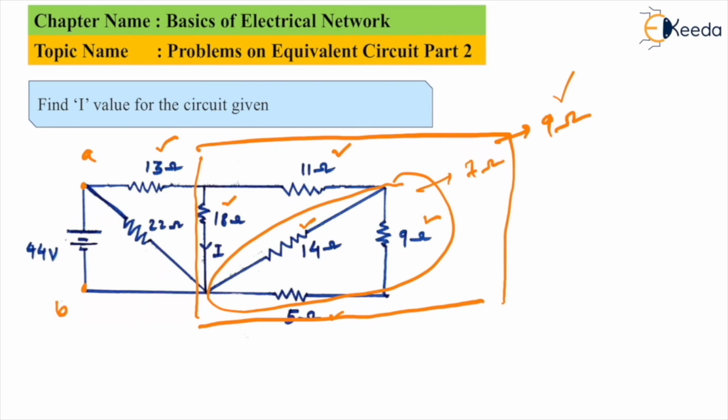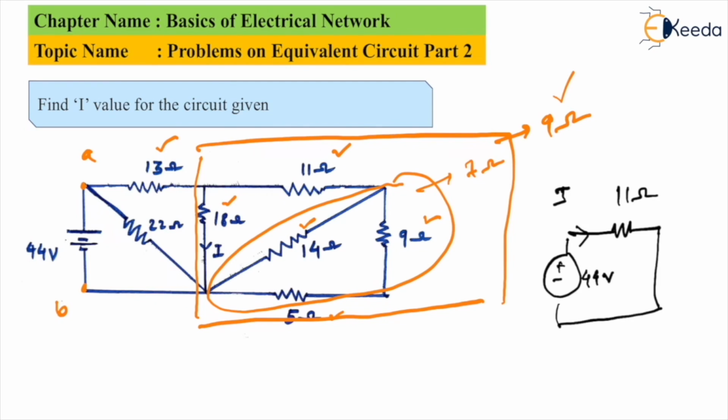So I can draw the circuit like this, a 44 volt source having an equivalent resistance of 11 ohms. Now, if I want to calculate the battery current, the current which is leaving the battery, it can be calculated easily by Ohm's law. So by Ohm's law, I will be equal to V by R, which becomes 44 divided by 11, that is 4 ampere. So what we know in this problem is the battery current, that is the total current supplied by the circuit, which will be equal to 4 ampere.